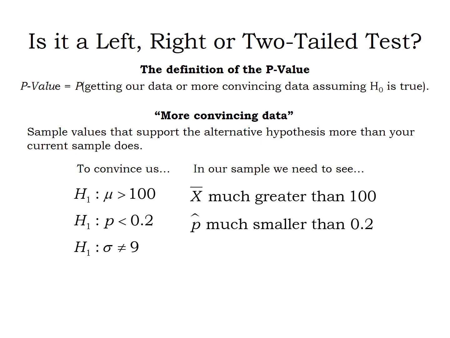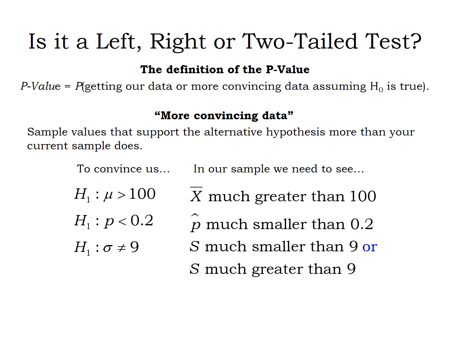And finally, if I'm going to be convinced that the standard deviation of an entire population is not equal to 9, I need evidence that says 9 is the wrong number. So I need my sample standard deviation s to either be much smaller than 9 or much greater than 9. So this is what we mean by more convincing data.